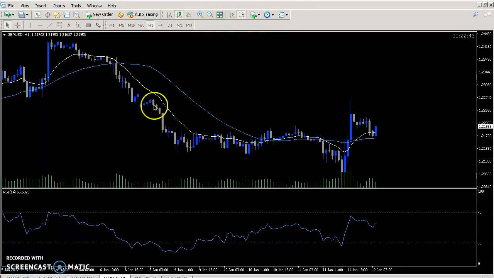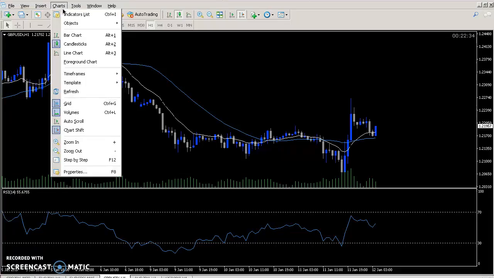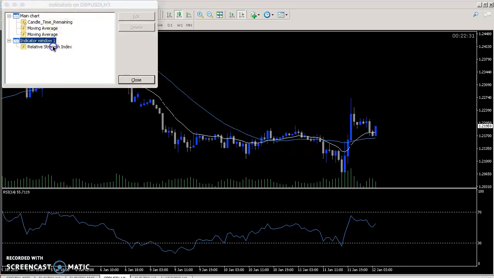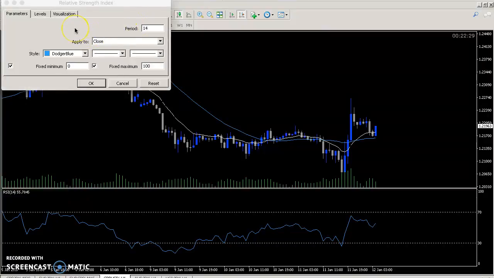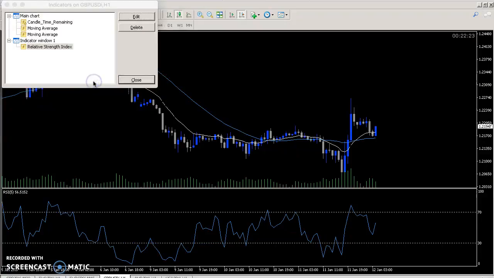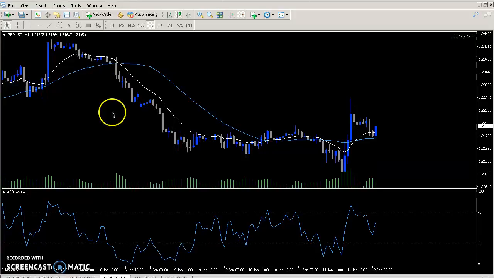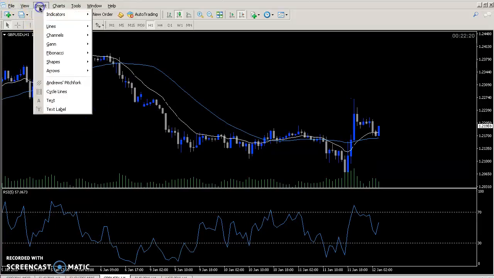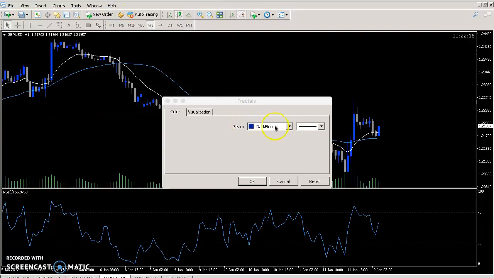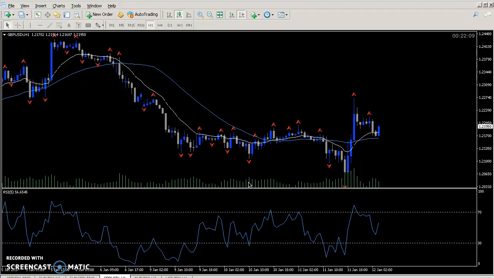What you should have on this template is the RSI. It should say RSI 5. So you'll go to charts, indicator list, go to edit, go to period, and change that to 5, and close. Then go to insert indicators, fractals. You want to make sure it stands out, so make it red. There you go. So the Wealth Creators template, this is basically all you need.